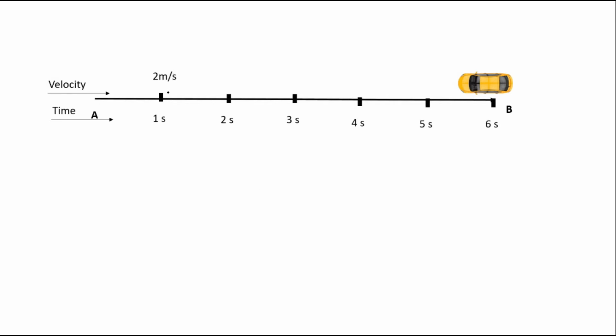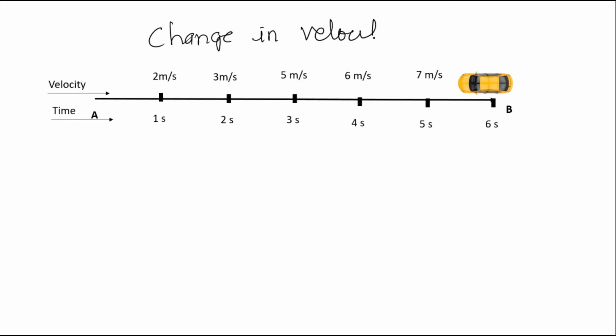Let us suppose this car moved with 2 meter per second at 1 second and then its velocity changed. It became 3 meter per second here, then 5 meter per second, 6 meter per second, and then 7 meter per second, and so on. Now do we have change in velocity? Yes, there is change in velocity, or we can say change in speed. But as far as acceleration is concerned, we should talk in terms of velocity only, not speed, because acceleration is the rate of change of velocity.